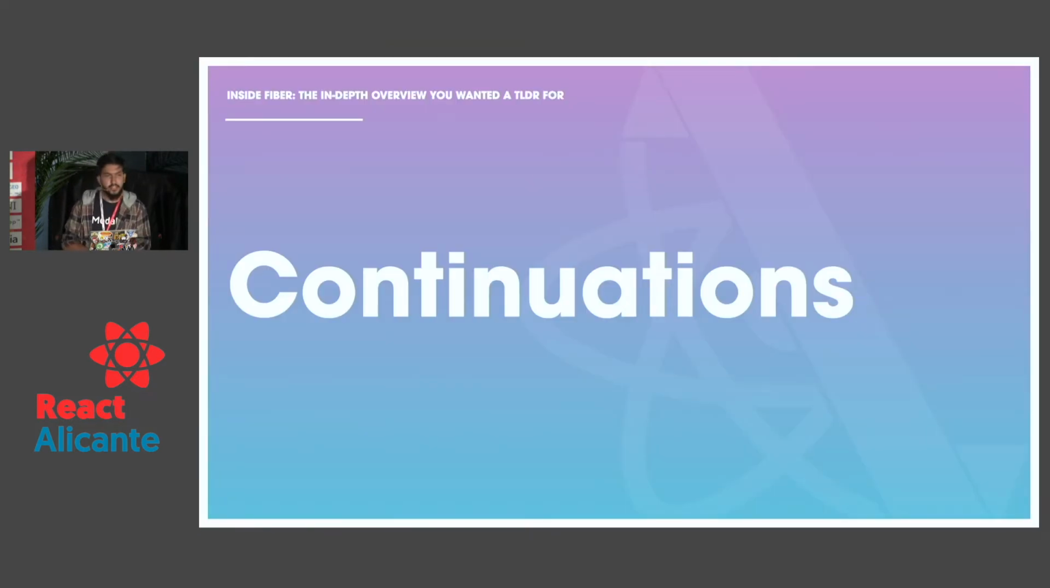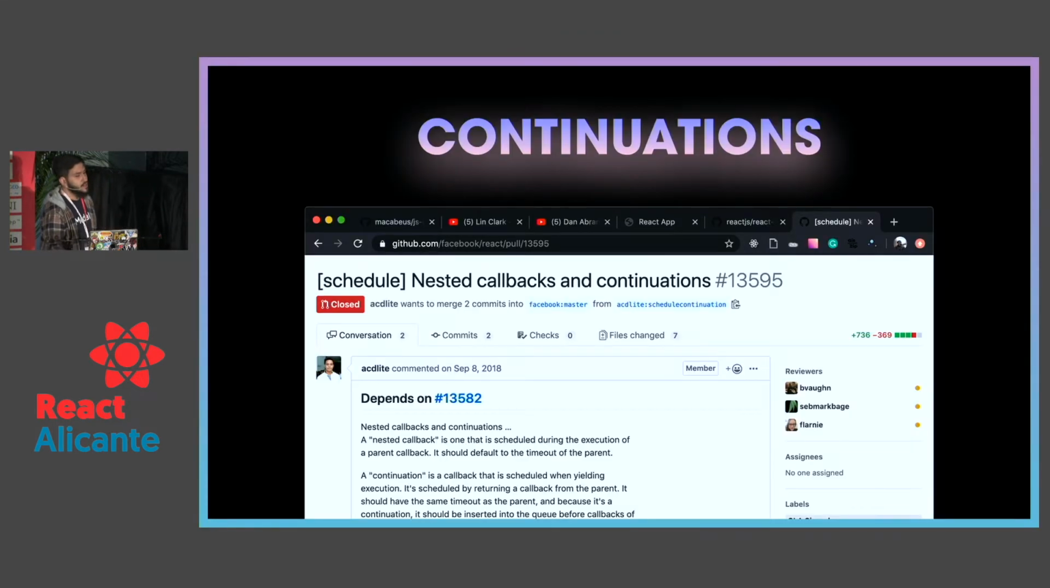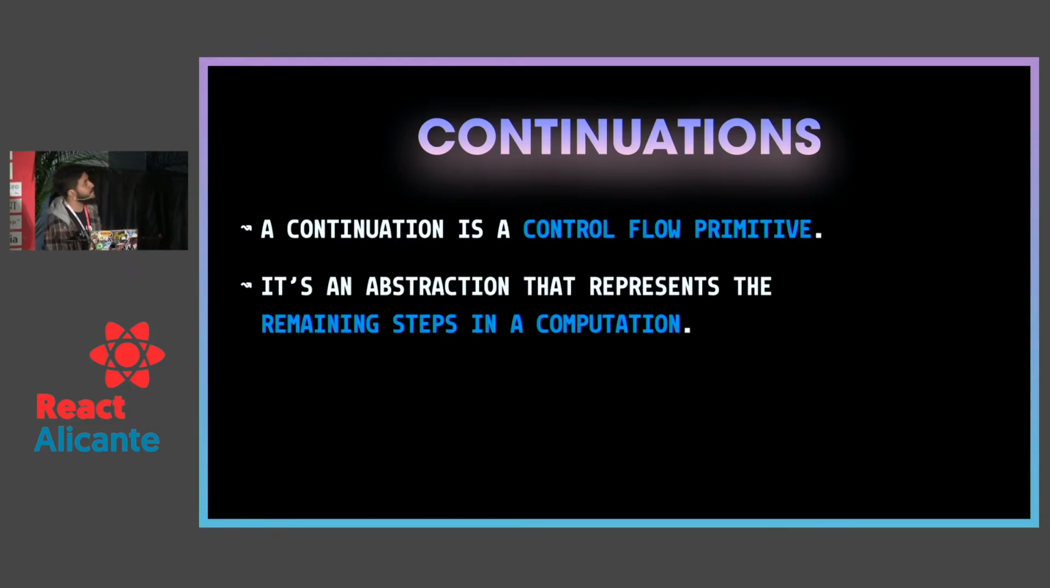And because we did quickly mention continuations, we can also address them, but this one's going to be a quick one. I first saw continuations in some PRs in the core of React. And then when you start digging about that, you see definitions like it's an abstraction that represents the remaining steps in the computation. But we can see a continuation as a control flow primitive, just like we had if, else, and loops.